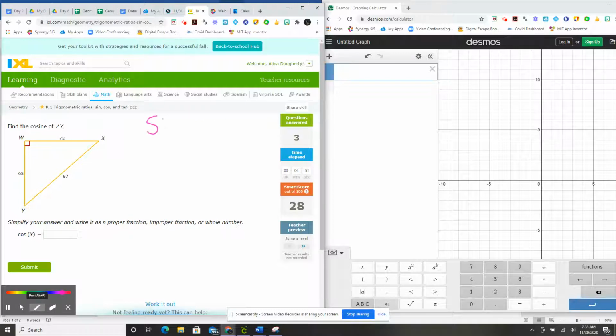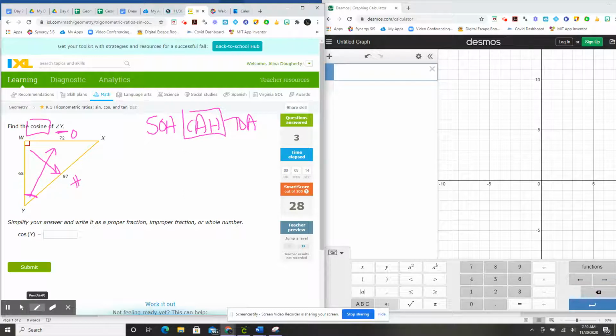By now, you've written SOH CAH TOA. It's super important you say this to yourself and get it deeply ingrained in your head. What are we looking for? We're looking for cosine. Which angle are we going from? We're standing at Y. That's the perspective we've got. So we've got the opposite at 72. We've got the hypotenuse at 97. And we've got the adjacent at 65.